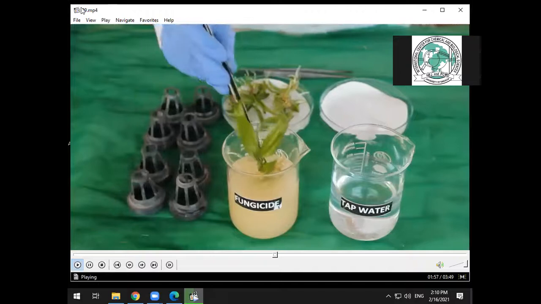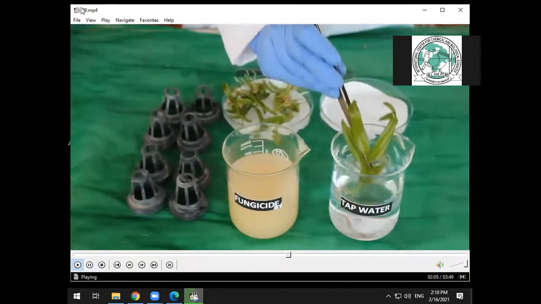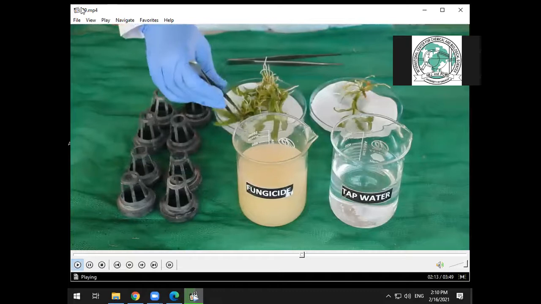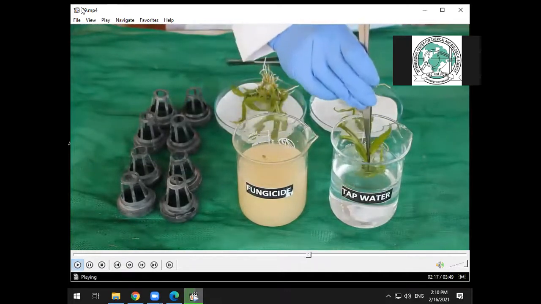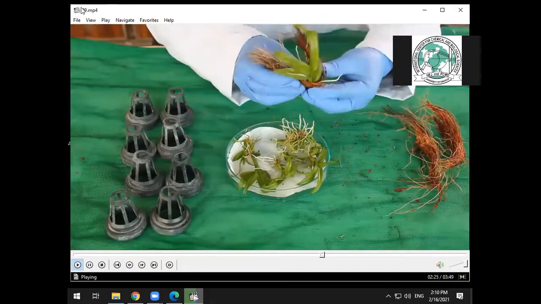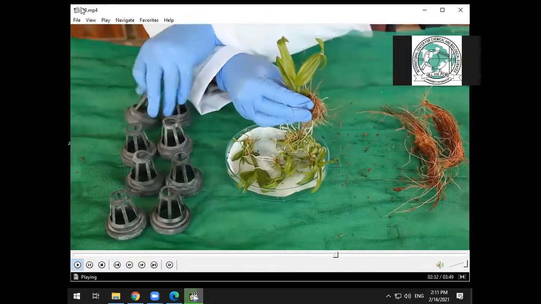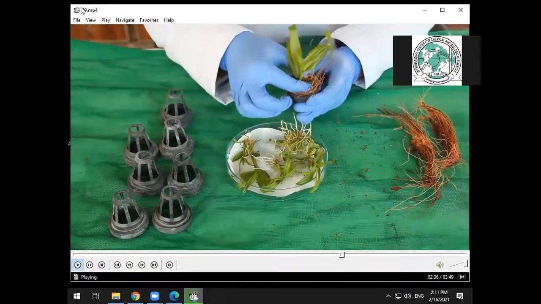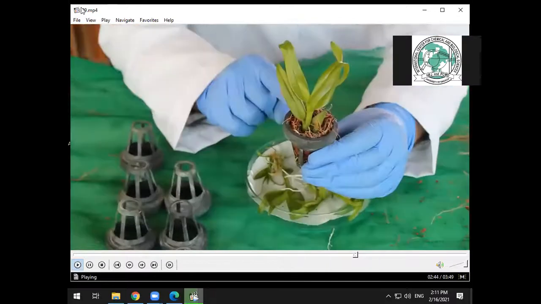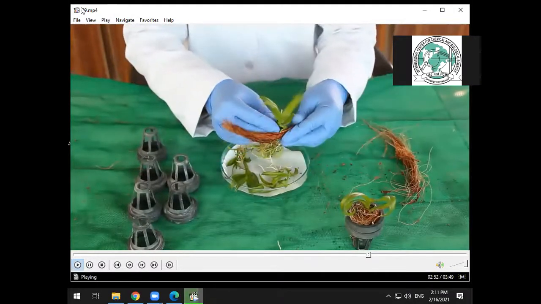Dip the washed and separated plant in fungicide first, then in tap water to avoid the fungal infections, because at this stage plants are highly sensitive. Cover the plant roots with coconut husk. Coconut husk is used to maintain the moisture. You can shift your plants in perlite mixture or peat moss according to plant requirements. Repeat the same process for all the plants.